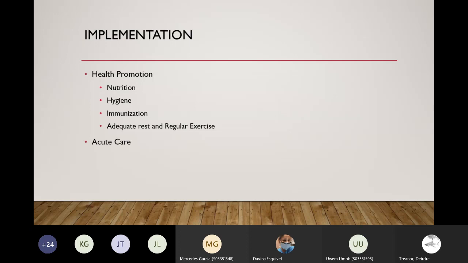And in acute care, you're going to collect specimens from body fluids and drainage for testing. So you want to make sure you're using PPE and also make sure you're following appropriate hygiene practices.